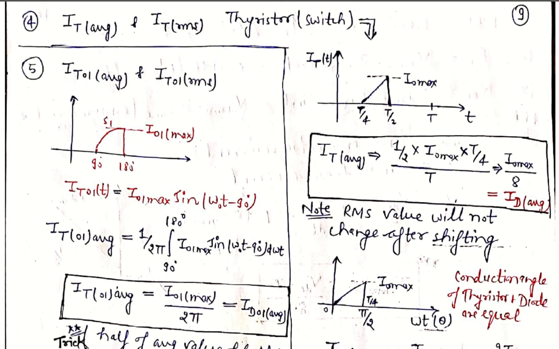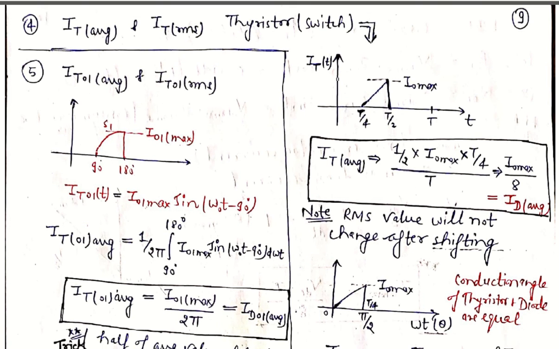In this case, if we want to find it, first of all we write the expression of current. IT01 means fundamental current, equal to I01 maximum sine omega naught t minus 90. Why minus 90? Because it is shifted by 90 degrees, or starts from 90 degrees. So this is the expression of current. Again we apply integration 1 upon 2 pi from 90 to 180 degrees of I01 max sine omega naught t minus 90 degrees. In this way we calculate this expression by putting in the upper and lower limits.